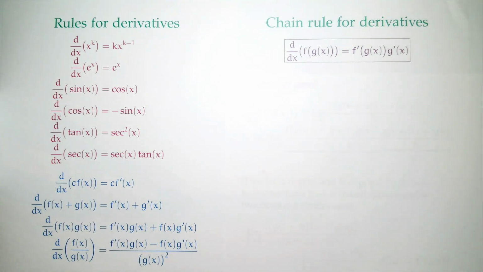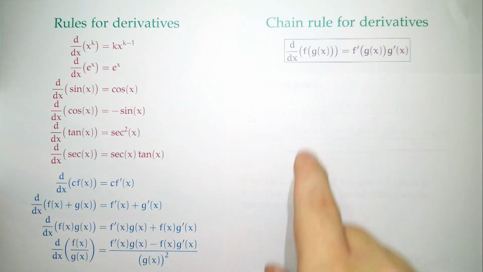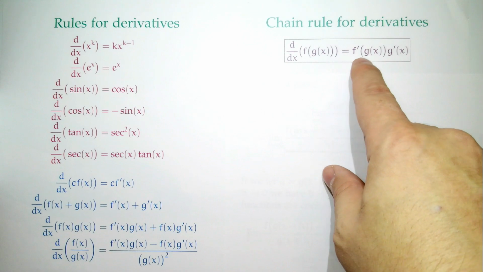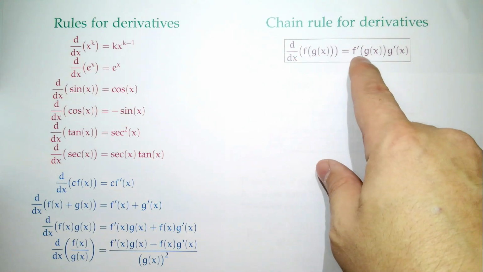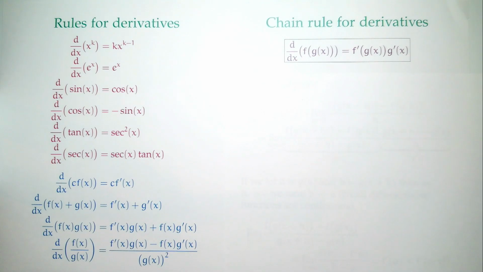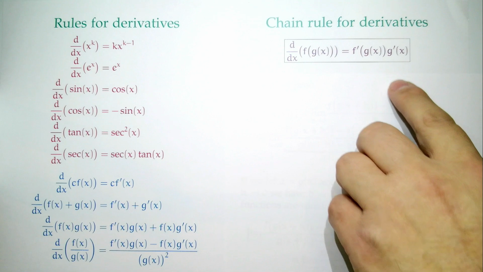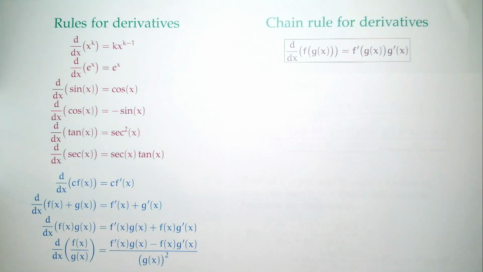But we just need to know the basics: what if I have one function inside of another function? We say that's f of g of x. And here's the rule. Take the derivative of f, the outside function, but leave that g of x alone and plug it back in. Then multiply it by g prime of x. And that's the derivative.